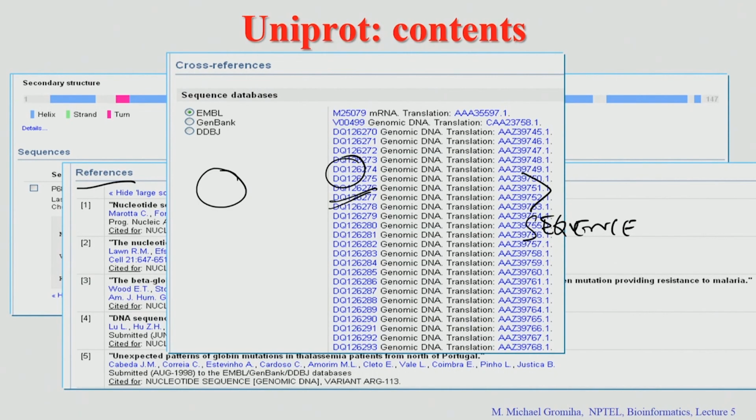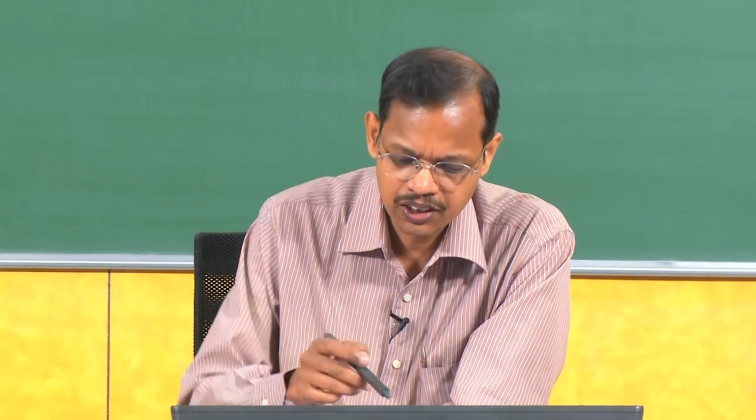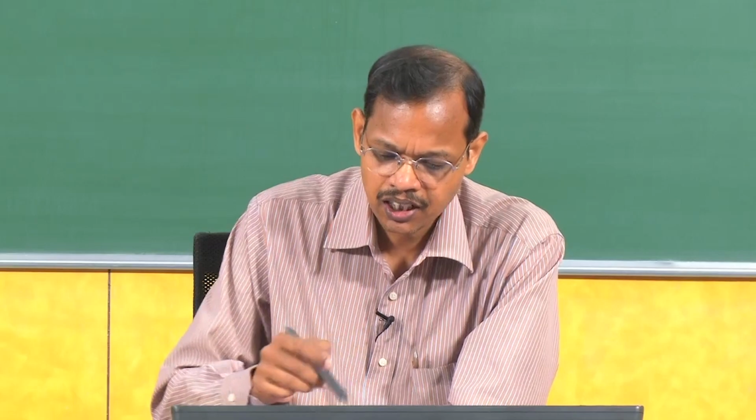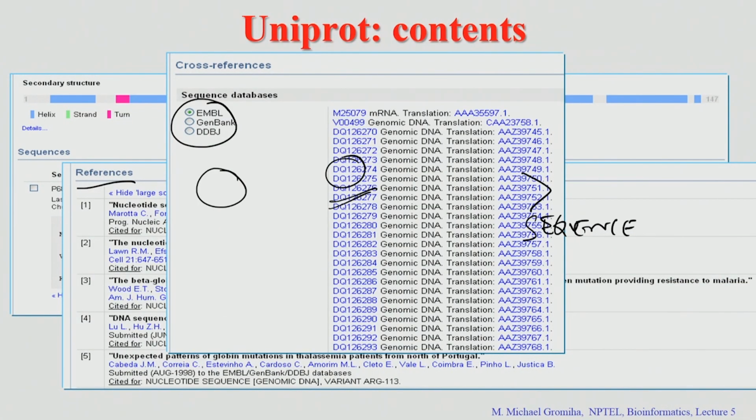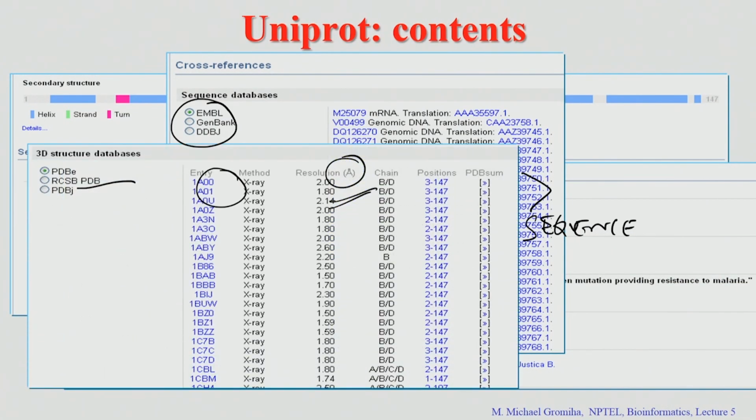Now I give the sequence databases. You can see EMBL, GenBank and DDBJ, which are nucleotide sequence databases. They give the complete sequence databases and the translated sequences, everything they provide. Then there are the 3D structures. This is the method by which they obtained the data, the resolution, the positions and so on. More details I will discuss in later classes.